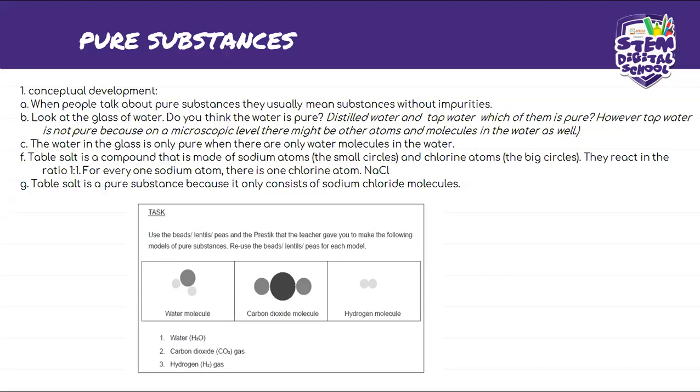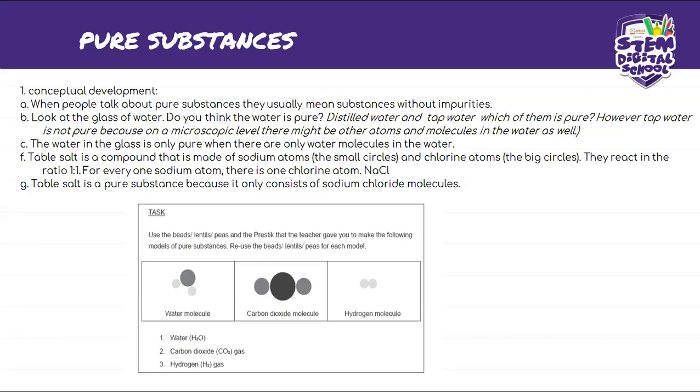Let's talk about distilled water. Distilled water means it's only water, H2O. There are no other impurities or dissolved ions there. But tap water has some other impurities, hence it's not pure. All right. So when we're talking of pure water, it means there are no other substances dissolved in it.